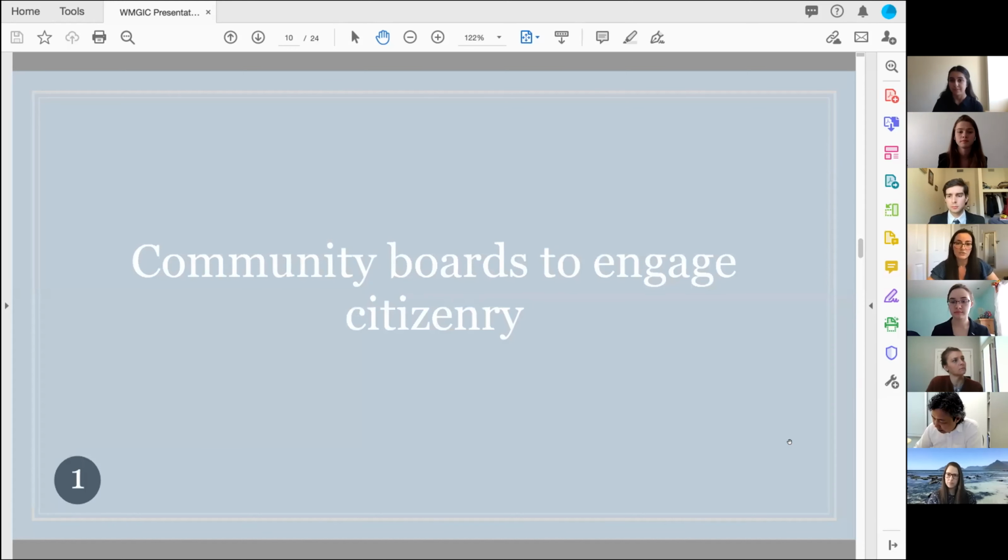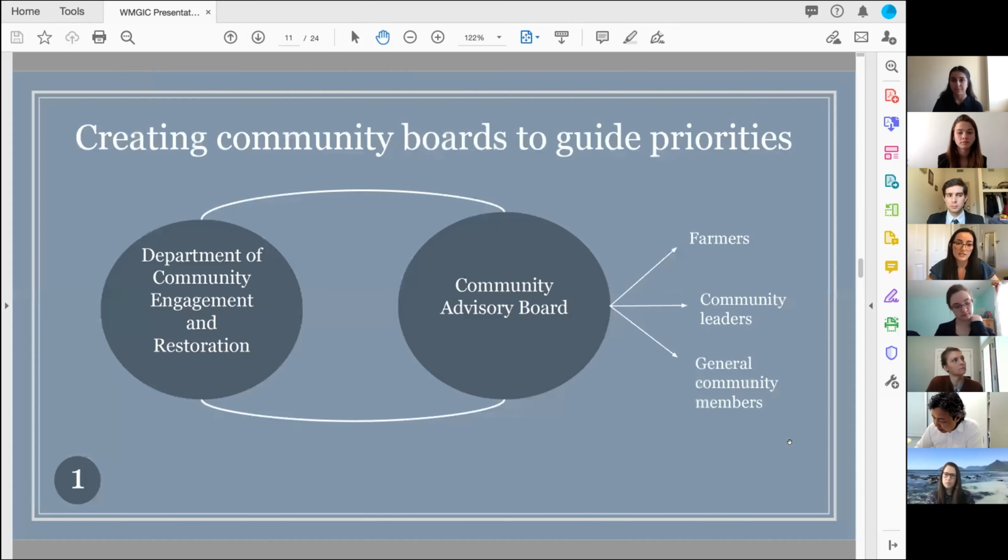So our solution to this issue and the basis for our community-based approach is to establish community advisory boards to engage with local communities in Kalimantan. Since corporations and governments have already expressed interest in more deeply engaging with local communities, we will be establishing community advisory boards under this Department of Community Engagement and Restoration, which will be led by smallholder farmers, government representatives, as well as representatives from large corporations who are in charge of the palm oil industry in Indonesia. It will be funded and facilitated by the Indonesian government and the Ministry of Agriculture.